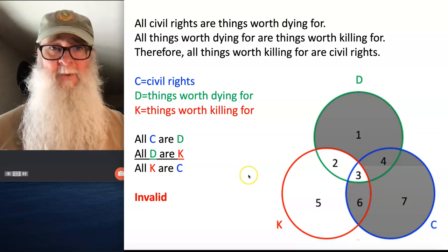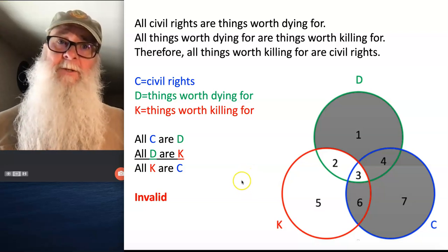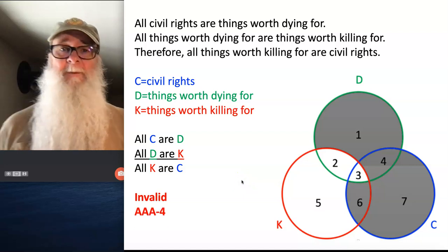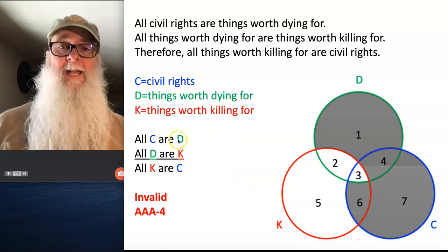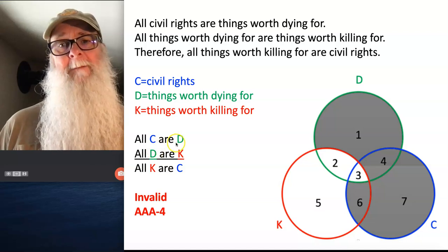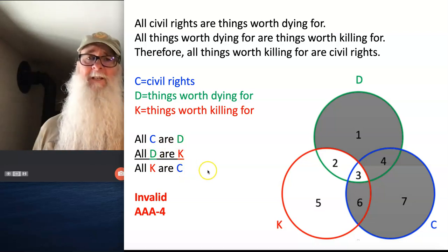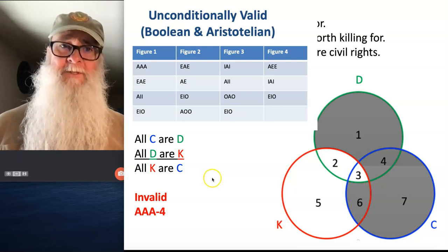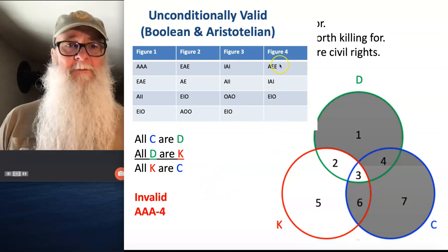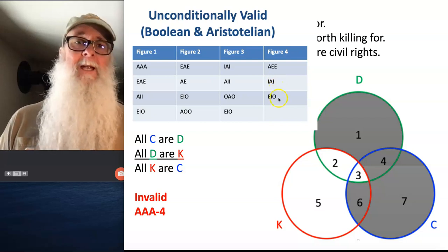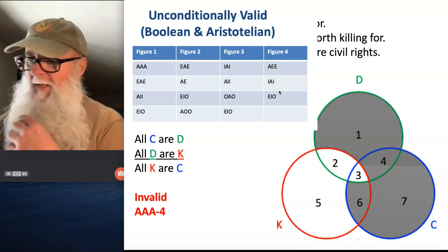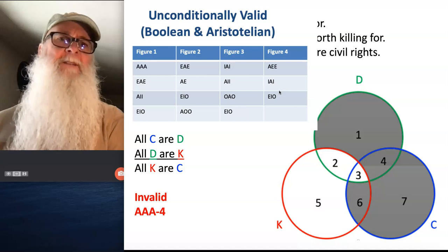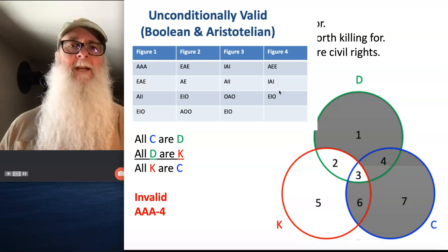But of course, we're going to check our work by consulting our inventory of valid forms. The form of this argument is AAA, and my middle term is sloping upwards from left to right. That tells me this is figure 4. So I pull out my unconditionally valid forms inventory. I go to figure 4, and I don't see AAA there. So again, that just confirms for me I did my Venn diagramming correctly. This is, in fact, an invalid argument.